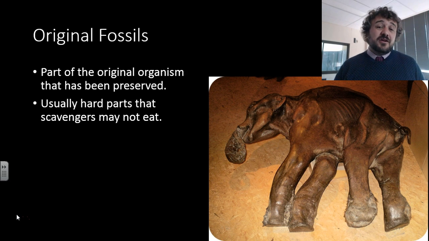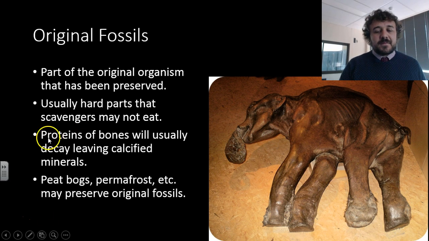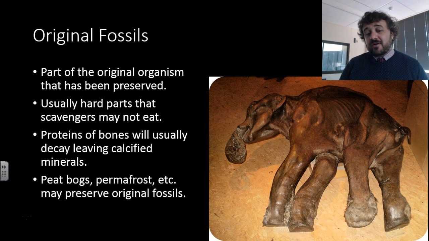Usually the hard parts that don't get eaten, and proteins of the bones will usually decay, leaving just calcified minerals. This means they're usually really fragile. This is for original fossils. Over here, though, we have a mammoth which was at one point frozen in the permafrost.